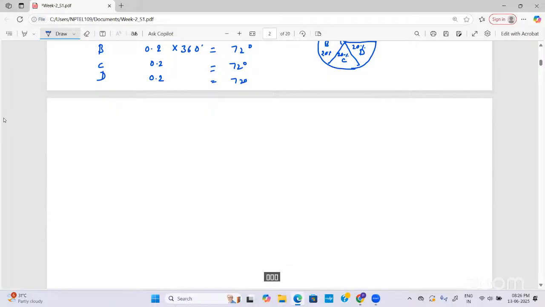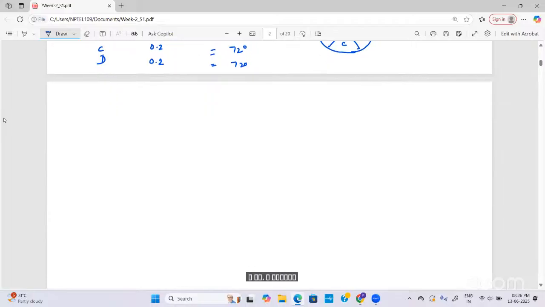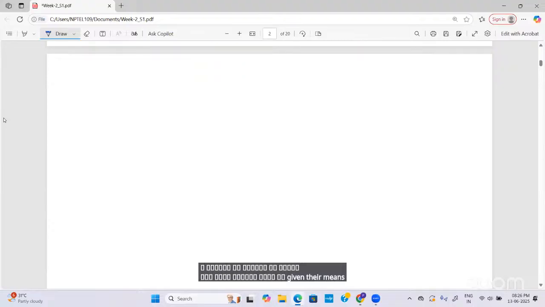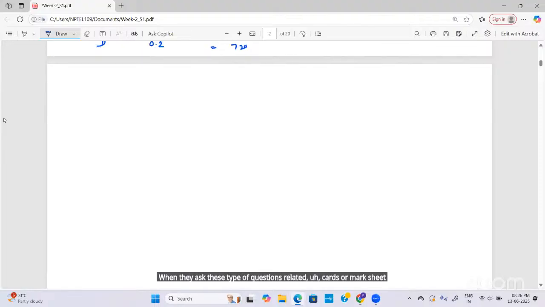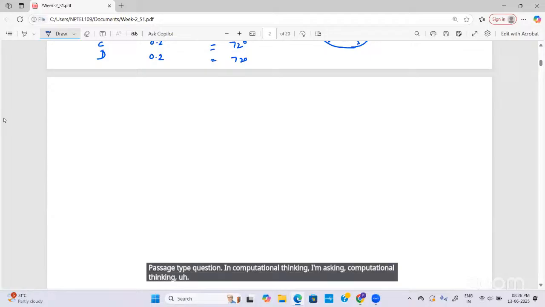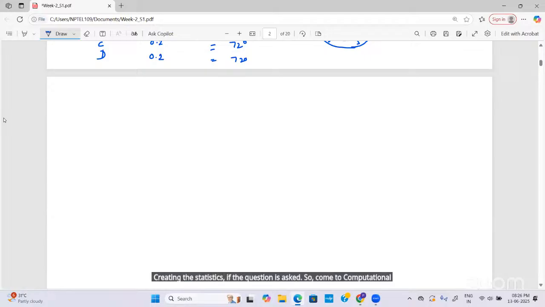Ma'am, I think she wants to ask whether these data will be given there, means some cards related documents will be there, for when they ask questions related to cards or mark sheets, or a passage type question. I'm asking about computational thinking. If the question is asked in computational thinking, I don't know. You can ask your respective instructor about that.